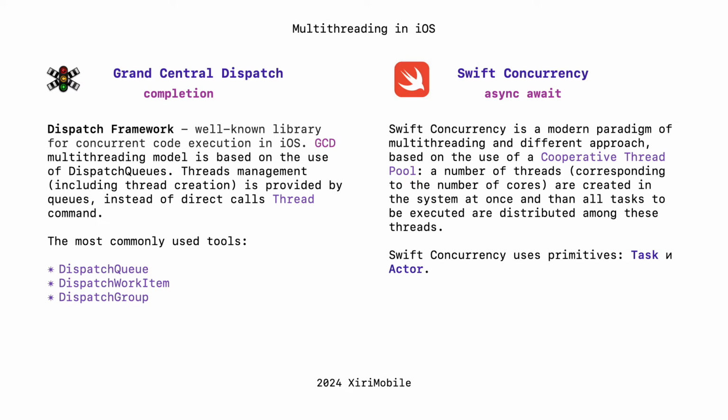Swift concurrency is not syntactic sugar, and it is not some kind of wrapper over GCD. Swift concurrency is a modern paradigm of multithreading and a different approach for working with threads, based on the use of a cooperative thread pool. A number of threads corresponding to the number of cores are created in the system at once, and then all tasks to be executed are distributed among these threads. Swift concurrency uses new primitives: task and actor.